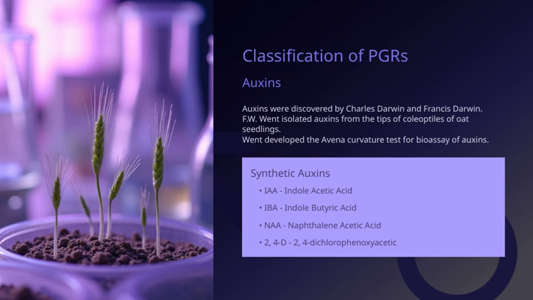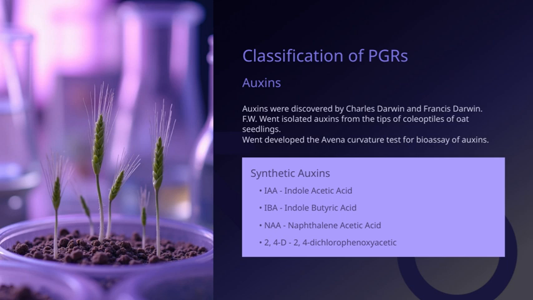And finally, IAA, or indole acetic acid, is actually the natural auxin found in plants, but it's also used in synthetic form for various growth regulation purposes. Auxins as a group were actually discovered by Charles Darwin and his son Francis, who observed their effects on plant growth. Later, F.W. Went isolated auxins from the tips of coleoptiles. Those are the protective sheaths covering young grass shoots, specifically from oat seedlings. He developed a bioassay called the Avena curvature test, which allowed scientists to measure auxin activity precisely.